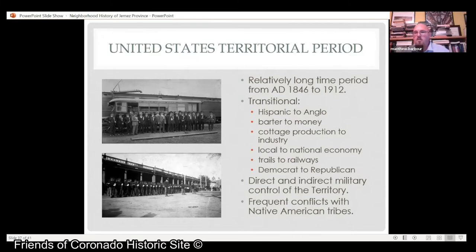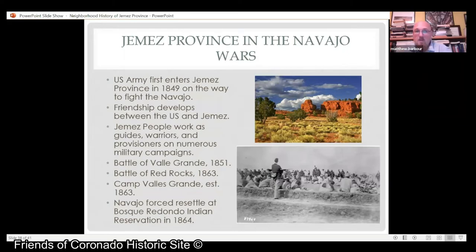During most of the time period, there was direct or indirect military control over most of the territory, and there's frequent conflicts with Native American tribes. The Jemez were one of the allies of the United States government during most of this period. The U.S. Army enters Jemez Province in 1849 on the way to fight the Navajo. A friendship develops. The U.S. Army is actually invited down into the Jemez Kivas. They take him up for a tour of Jemez Historic Site. I wish I was making all this stuff up. We actually have U.S. journals to talk about this stuff.